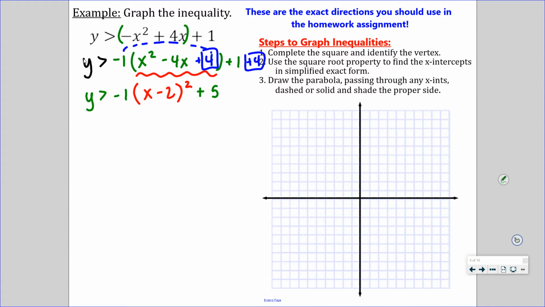Oh, I guess I do have to identify the vertex. So what would my vertex be? 2, 5. You betcha. 2, 5. We're in vertex form now. We can tell what the vertex is. 2, 5. Okay, that's done. Complete the square. Identify the vertex. Let's go ahead and plot our vertex.